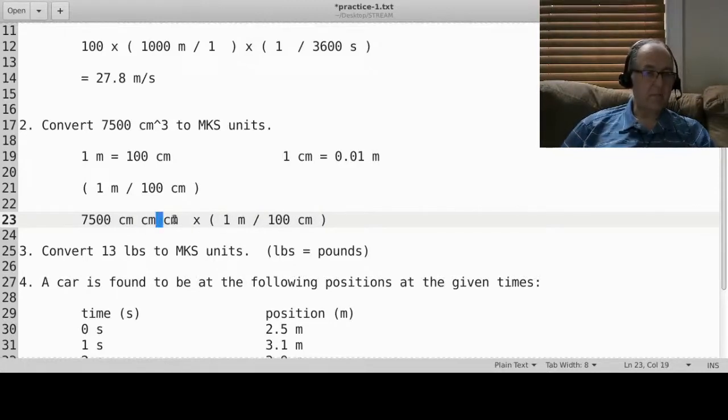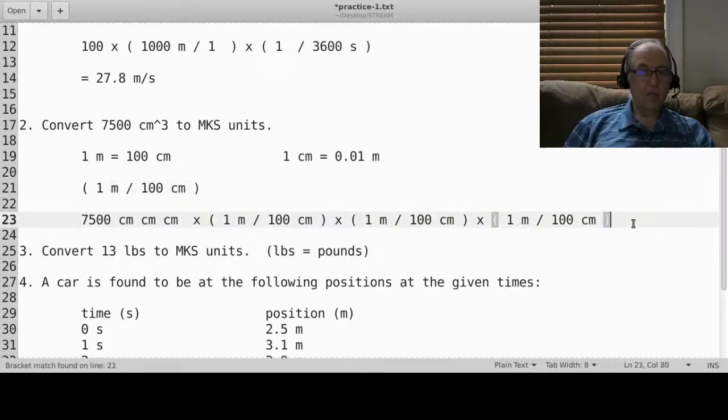Okay, so we got 3 centimeters. But over here we have only 1 centimeter in the denominator. So this fraction here will only cancel out one of them. We want to cancel out 3 of them. So you know what you do? You just multiply it 3 times. Let me see if I can do this. Copy, paste, and paste.